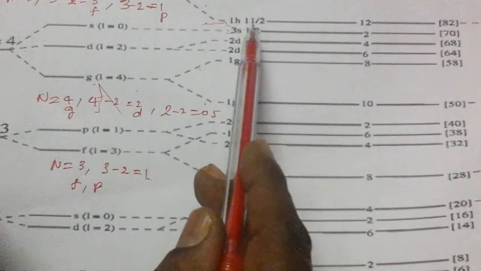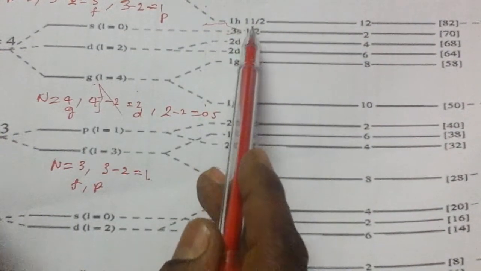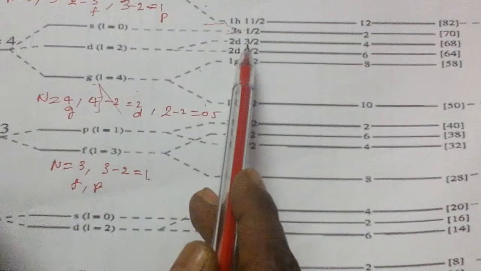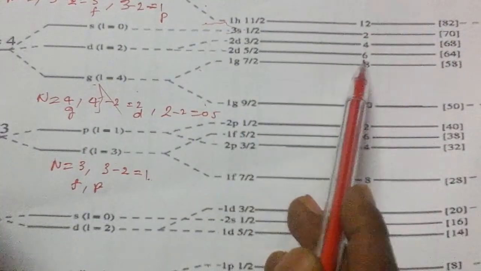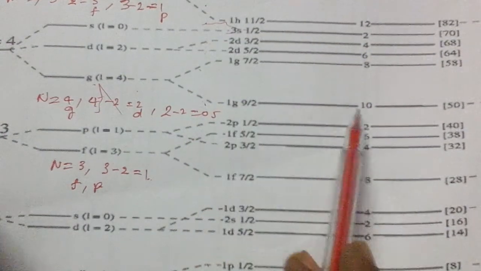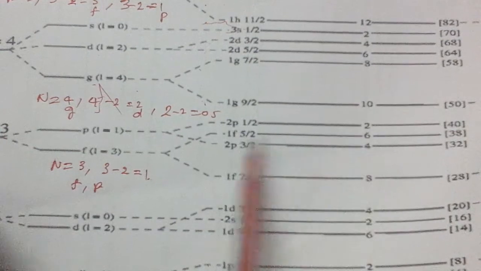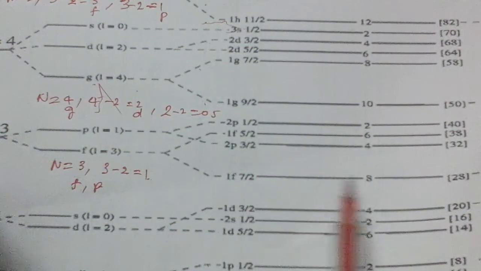So 11 by 2 is there. 11 by 2 means 12. So this 11 means 12. 1 means 2. 3 means 4. 5 means 6. 5 means 6. 7 by 2 means 8. 9 by 2 means 10. 1 by 2 means 2. 5 by 2 means 6. 3 by 2 means 4. 7 by 2 means 8. Like this it is going to be accommodated.